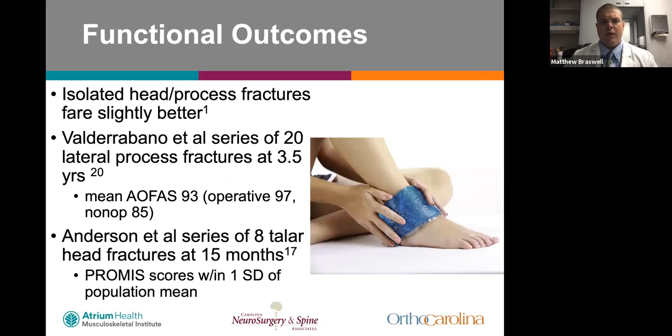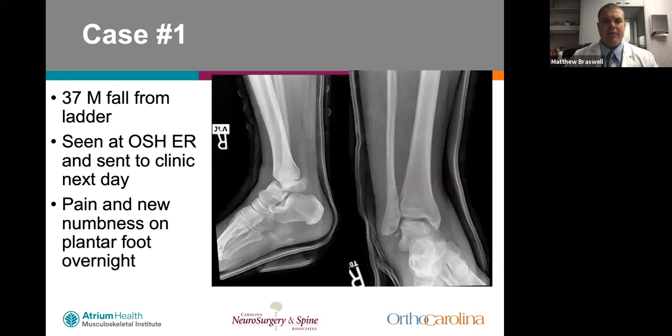There's a series of 20 snowboarder's fractures at 3.5 years, and the operative patients were in the high 90s in AOFAS scores, with the non-operative lagging slightly behind but still doing fairly well in the 80s. And then Anderson et al. had a series of 8 talar head fractures, and their PROMIS scores were within 1 standard deviation of the population mean at about 1.5 years.